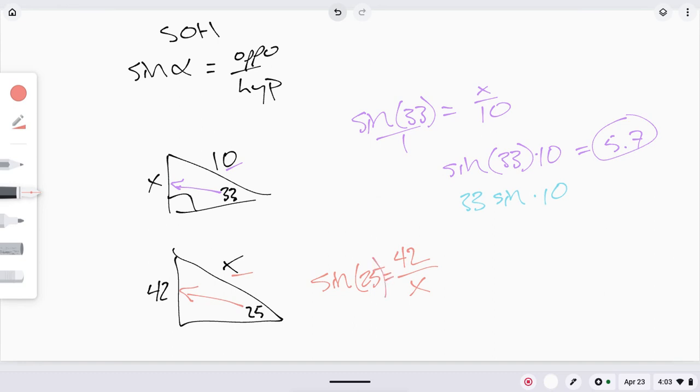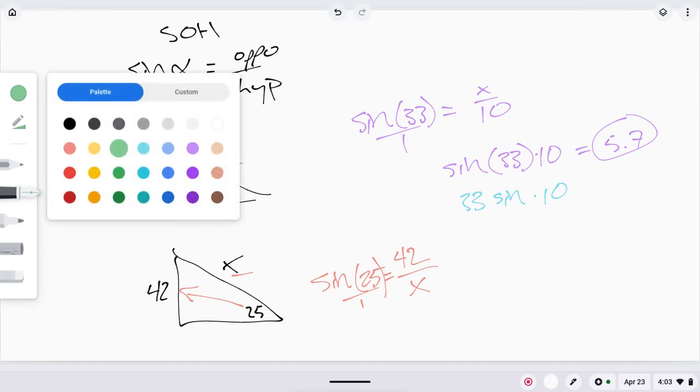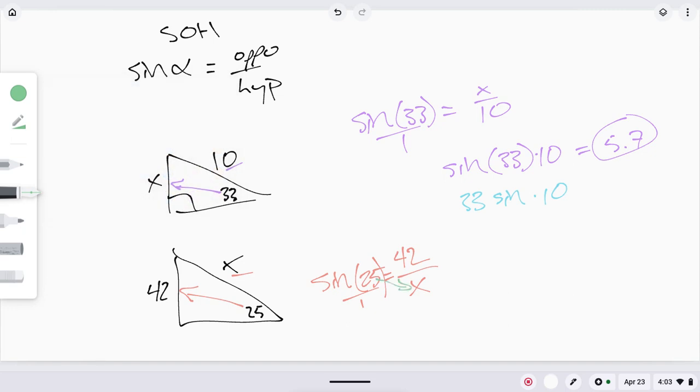In which case, again, if I put that over 1, all we're really going to do is the means switch, that flip-flop that we normally do. So you just exchange sine 25 and x. So what you're going to do on your calculator is take 42 and divide it by sine of 25, and that's going to give you your value of x.